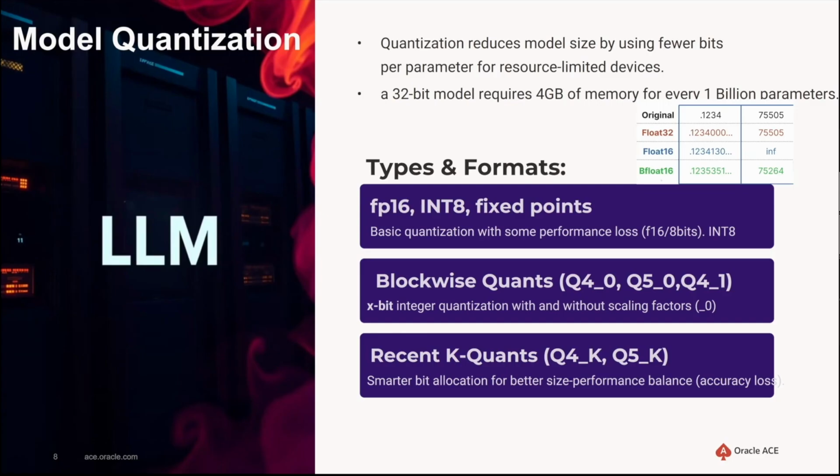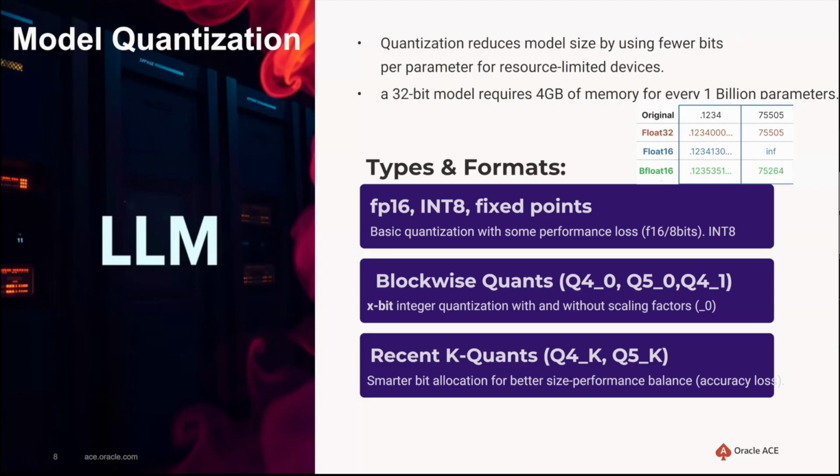As you can see here in the table, there's the original FP32 floating point value. This is full precision. And the more you go down in terms of bits per weight, the more the precision, the accuracy, will decrease. But this is a trade-off between accuracy and size of the model. In terms of types and formats of quantization over the years, there aren't that many. You have FP16, that's half of the bits. You have integer 8 with fixed points. Those are methods for quantization with some performance loss.